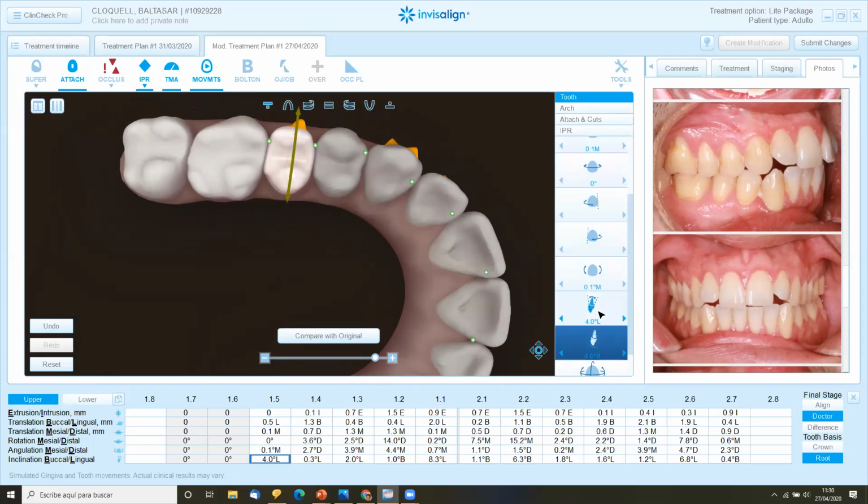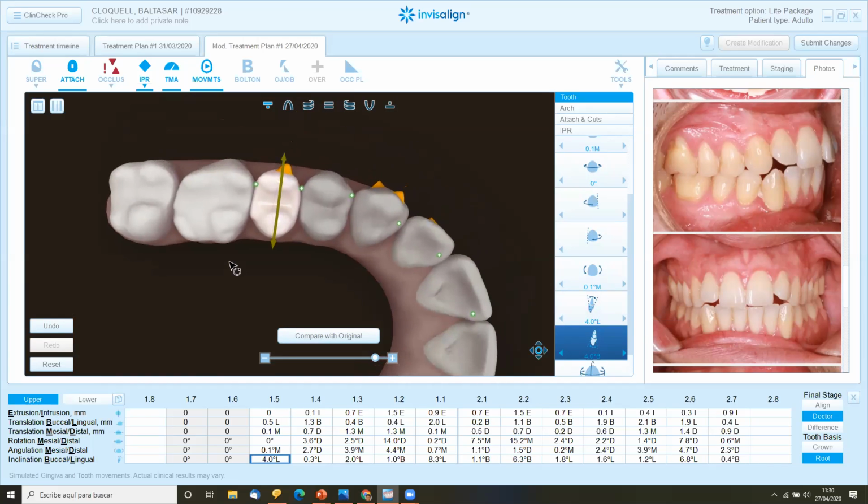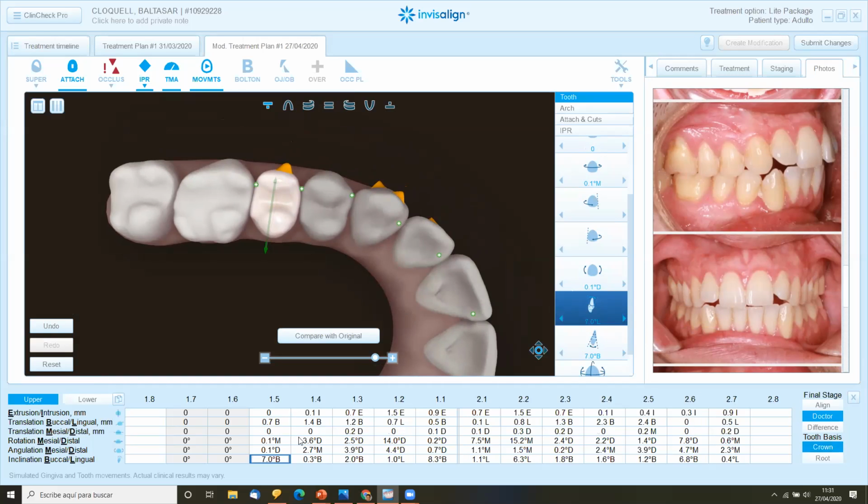And what else do I want to do? I want to move the root lingually. So that's what I'm going to do. What's the way to check if I'm doing the things properly? I go to the tooth movement table. I look at these teeth and I say, okay, I'm moving the crown 0.7 to the buccal. I'm moving the root 1.4 in theory to the lingual. This is what I want. I would say that yes, this is what I want, okay?